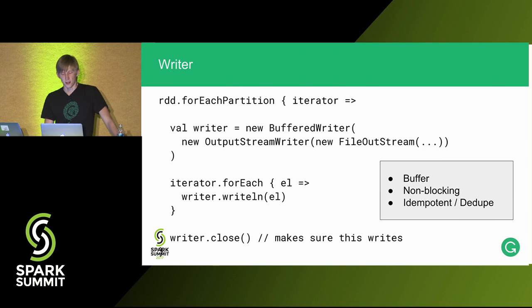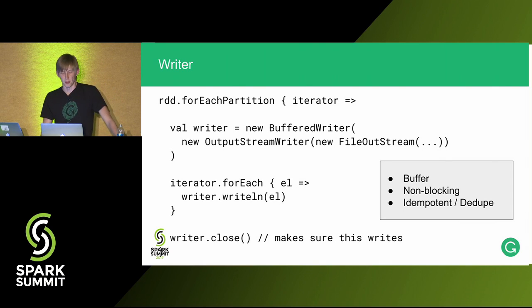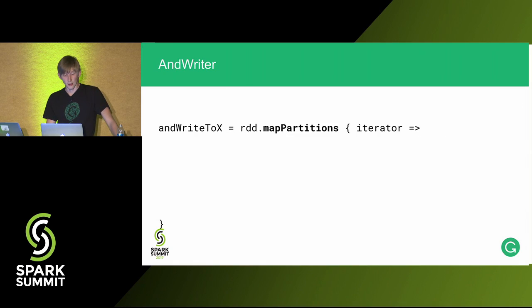Obviously, these writers have to satisfy certain requirements, like being able to buffer data, not to congest the whole processing, so be non-blocking, and handle the cases when we have to retry. So either the storage has to be idempotent, or we should be able to somehow override the already written bits of data, like in the file case, we should just override the file from scratch.